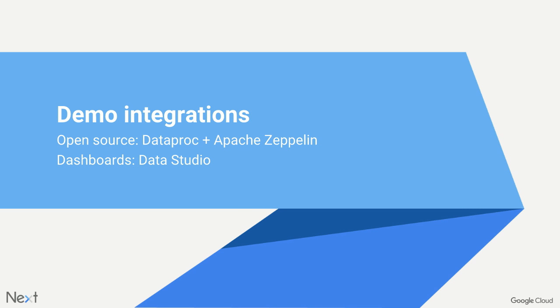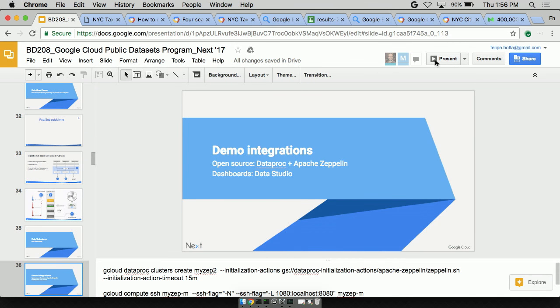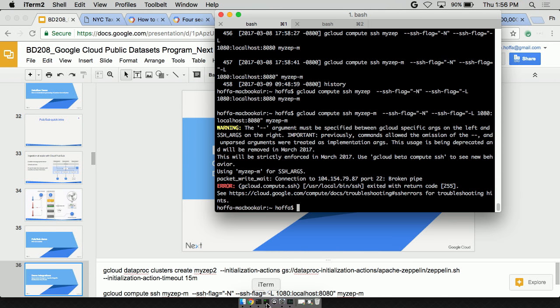A couple more demos from the open source world, because people always ask me, show me that you can do this not only inside BigQuery, but with open source software. Who has worked with Apache Zeppelin? No. Okay, good. So with Google, you are able to run Apache Zeppelin inside Dataproc.